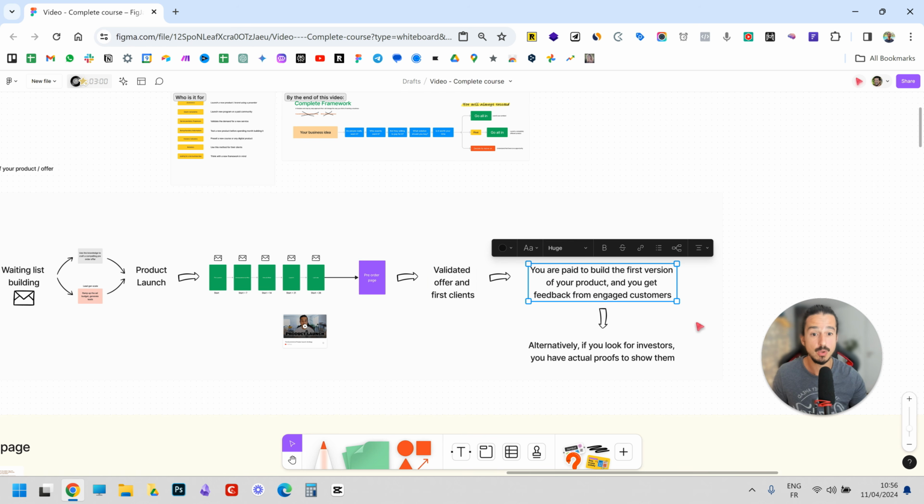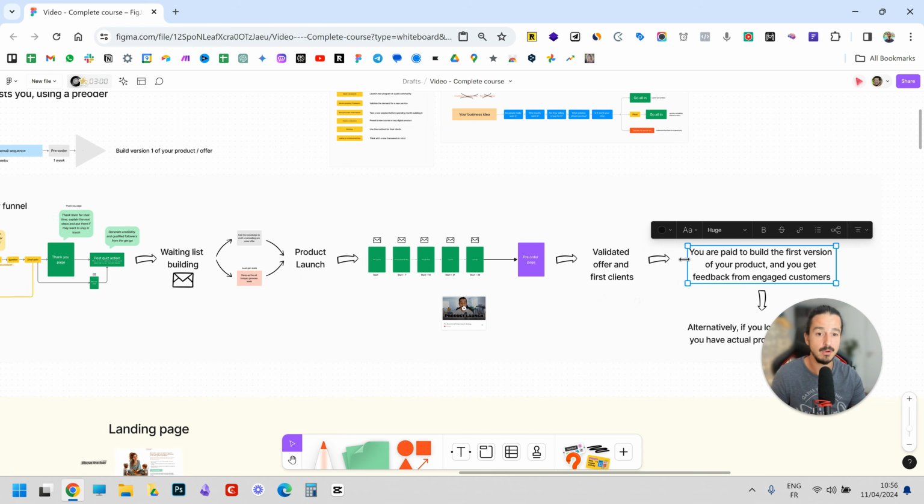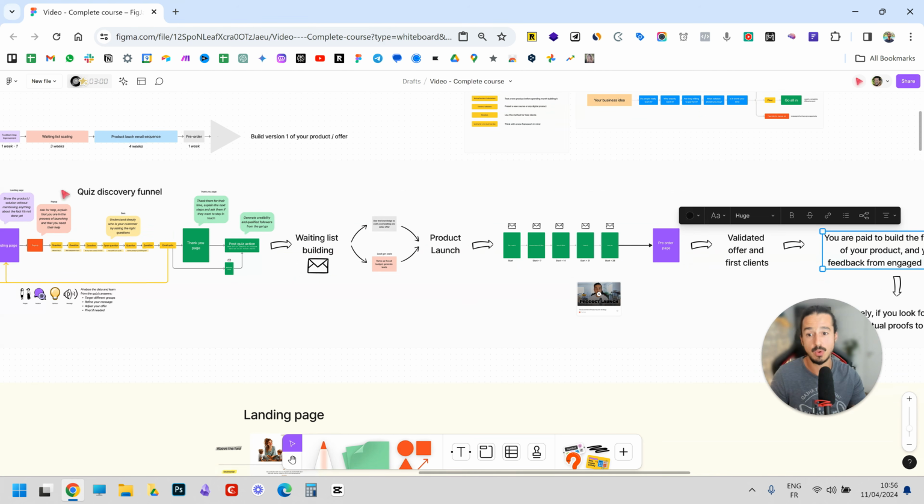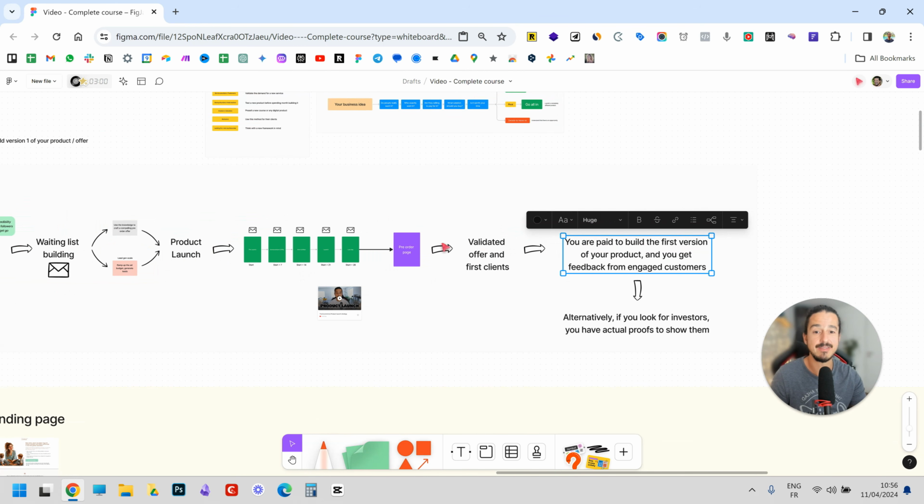And the cool thing is that now you are paid to build the first version of your product, and you can get feedback from engaged customers. What do I mean by feedback from engaged customers? I mean, those people that just bought here, they have gone through all the steps. They have read everything, and they have accepted to pay you to create something that they will use in the future. So they are involved in your success. They want you to succeed. And it is okay if you don't make everything right the first time, because they know that you are building it. They are with you.